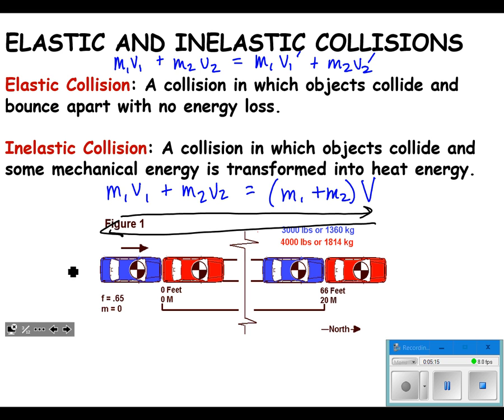On this top part, a good example would be pool. For an elastic collision, when you shoot pool, the cue ball and all the other balls on the table never stick together. They always bounce apart. So playing pool would be a good example of an elastic collision, whereas inelastic would be like a firework.